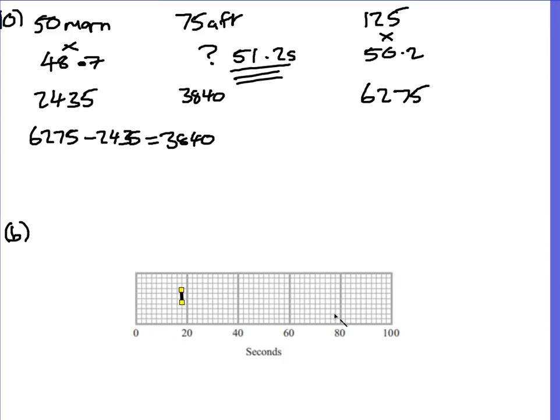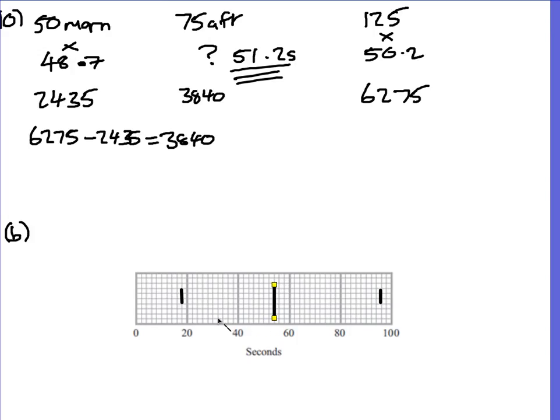The next one then is the greatest time was 96, so each square is worth 2. So if I drop 2 squares back from there, then I'm at 96. We've then got the median time was 56 seconds. So 56 seconds, slightly larger line, because this is half the middle of your box.